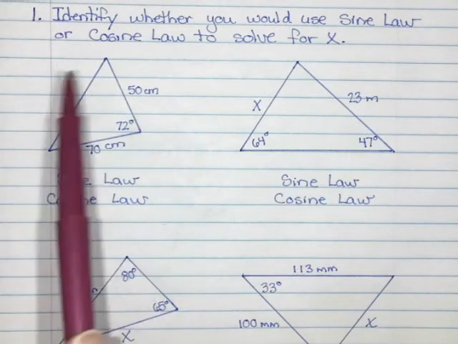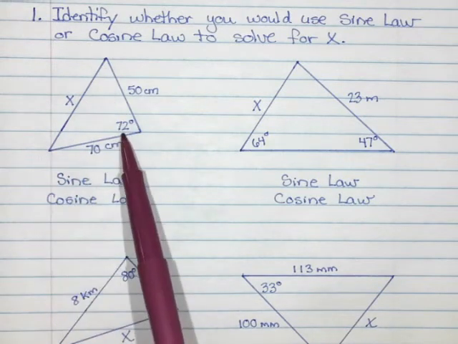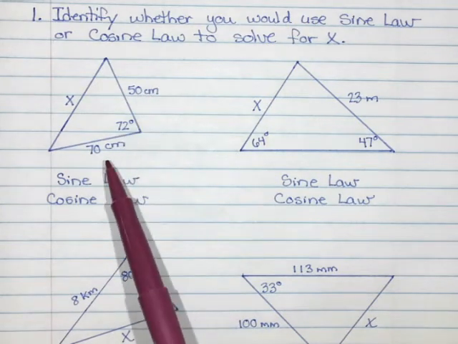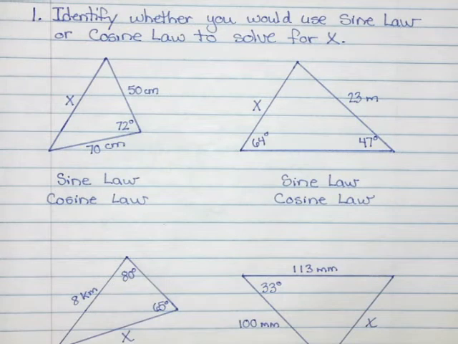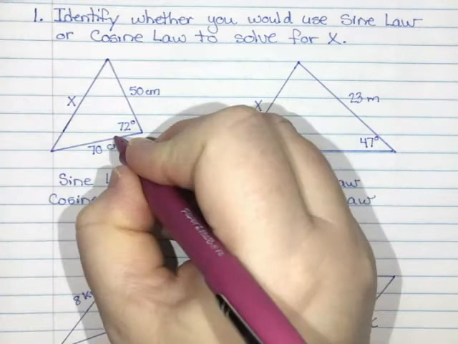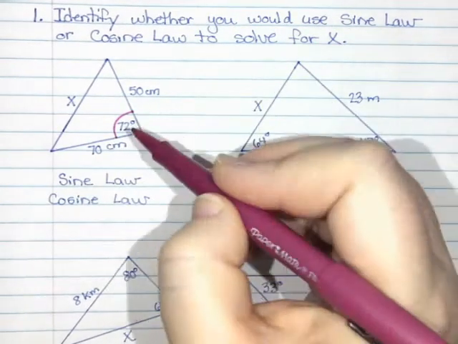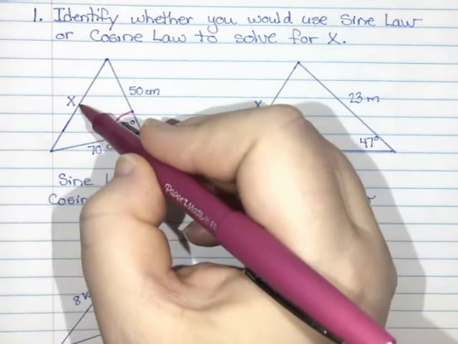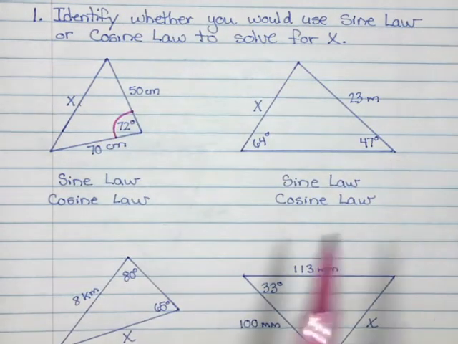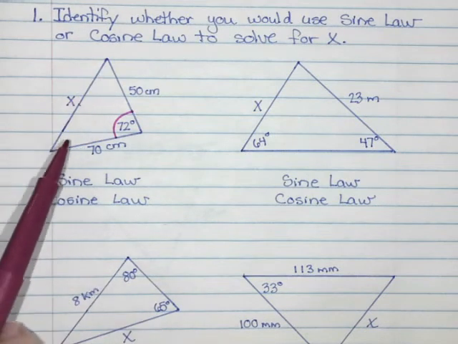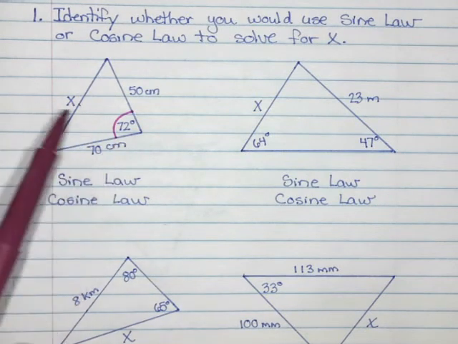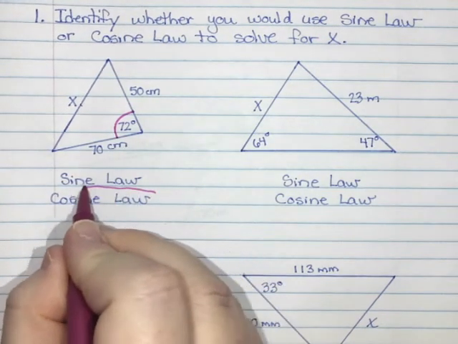In our first one here, we've got a triangle with an angle of 72 degrees. We have a side of 50, a side of 70, and a side of x. When I'm trying to decide, I'm going to ask myself, do I have an angle and an opposite side that I know both numbers for? Well, the answer on this first triangle is no. The only angle I know is the 72 degrees, and the side across from that, I don't know, right? It's an x, and I don't know any of the other angles. So that means here, I am not going to use sine law. I would use cosine law.